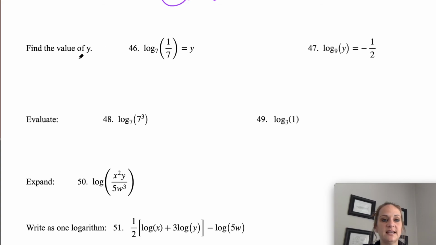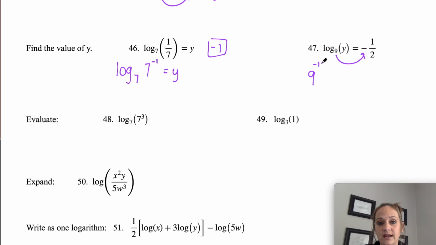Find the value. This is the same thing as saying log base 7 of 7 to the negative 1. Log base 7 of 7 cancels each other, leaving you the exponent of negative 1. This one would be 9 raised to the negative 1/2 equals y. And negative means you're going to put it on bottom, and 9 to the 1/2 is the same thing as saying the square root of 9. So your answer is going to be 1/3.